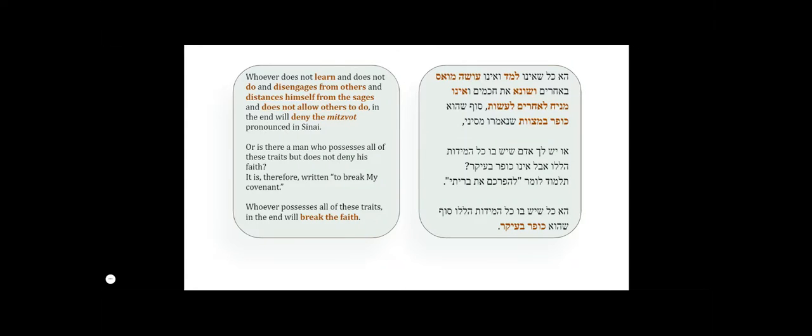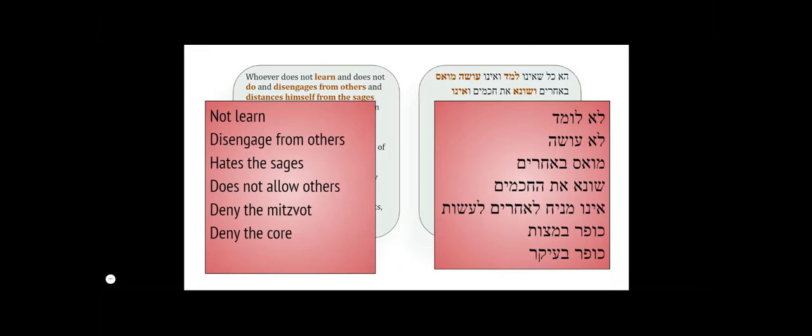So this is the text. This is just the list of the things. If one learns what the rabbis called mitzvot, referring to rabbinic halacha, then one does not practice rabbinic halacha. It then follows that the person will disengage from the people who do this halacha. This is our verb ma'as, meaning not being interested anymore in doing the mitzvot.